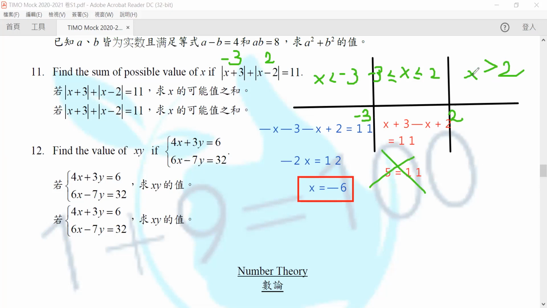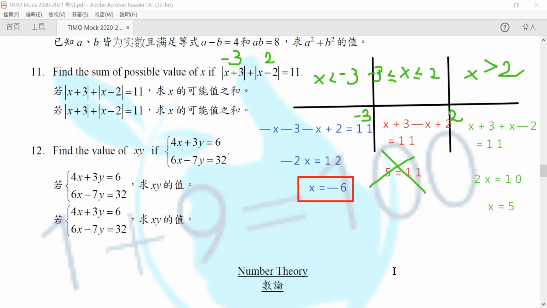So at the end of the day, there's still x is greater than 2, then the result would be x plus 3 plus x minus 2, which is equal to 11. So in this case, it's 2x, which is equal to 10. So x is equal to 5. That is the way to calculate it.